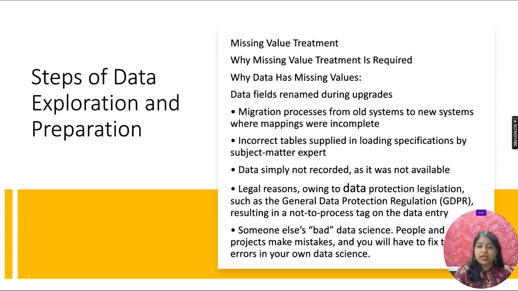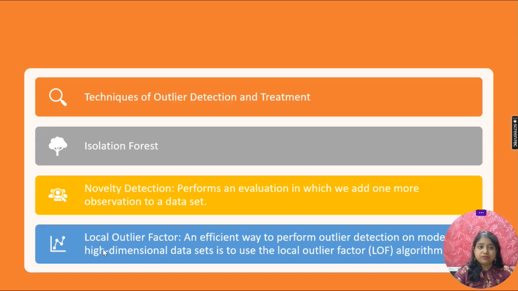We may migrate from old system to new system and the columns might not be matching, or the mapping might be incomplete. Then the specific data may not exist, or it is generally not recorded, or if it is not as per the General Data Protection Regulation, then it may get rejected or ignored. Or if someone has not collected the data properly, or the person is a bad data scientist, then also the other process may get affected.